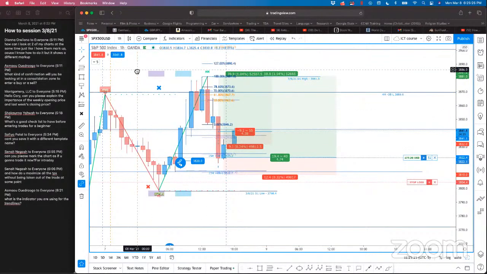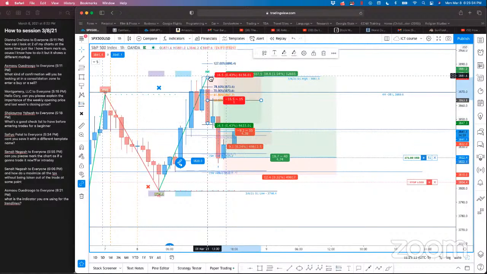But if you had taken that trade right there, for one, there's your 50%. Here was the 0 would have been right here. 27 negative would have been right here. 618 would have been right here. So you would have hit all the targets except for the 100.